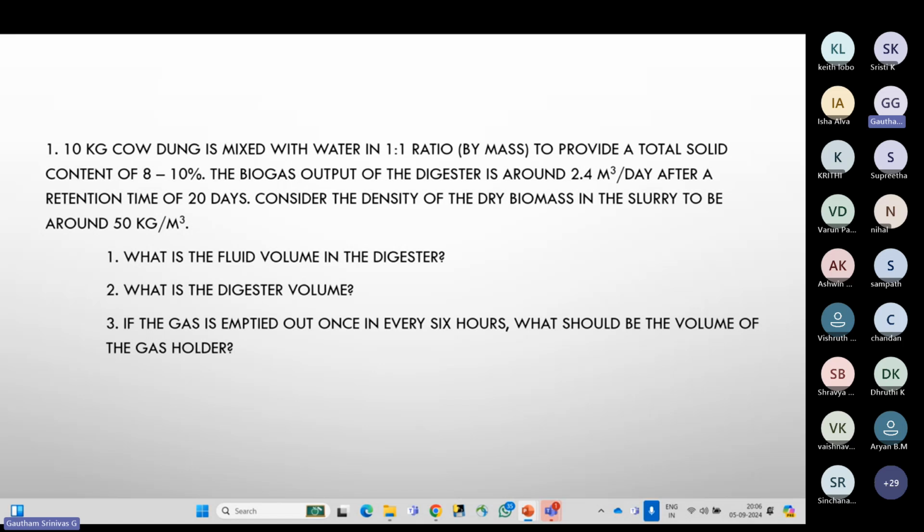Then, sir, this one will be 2.4 cubic meter per day, right? So this will be 2.4 into 6 by 24. Yeah, so that will be around 0.6 cubic meter. Yes, 0.6 cubic meter. Yeah, so that's it.